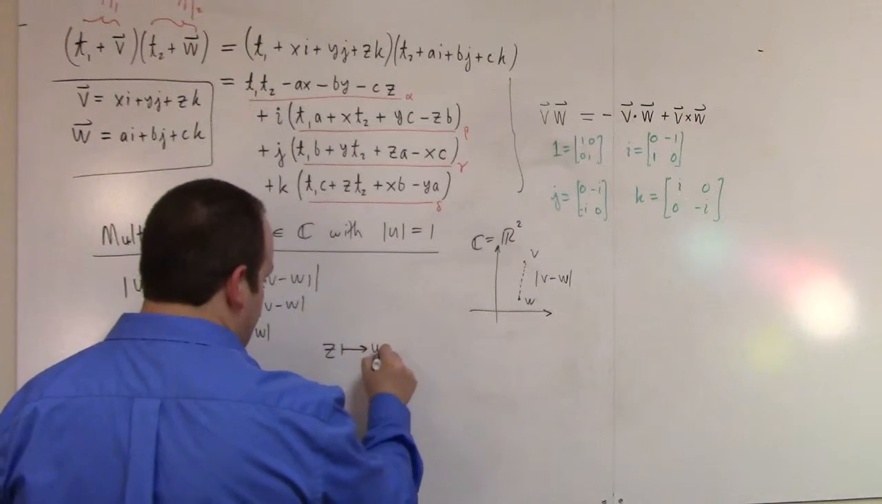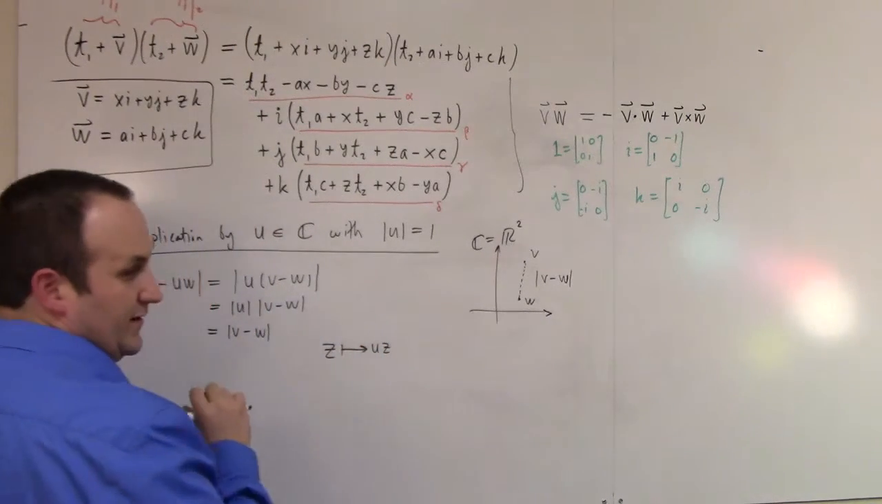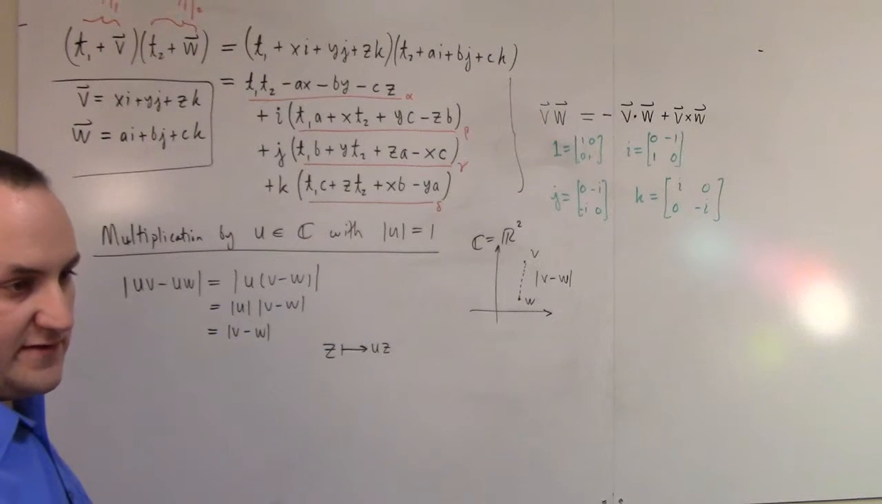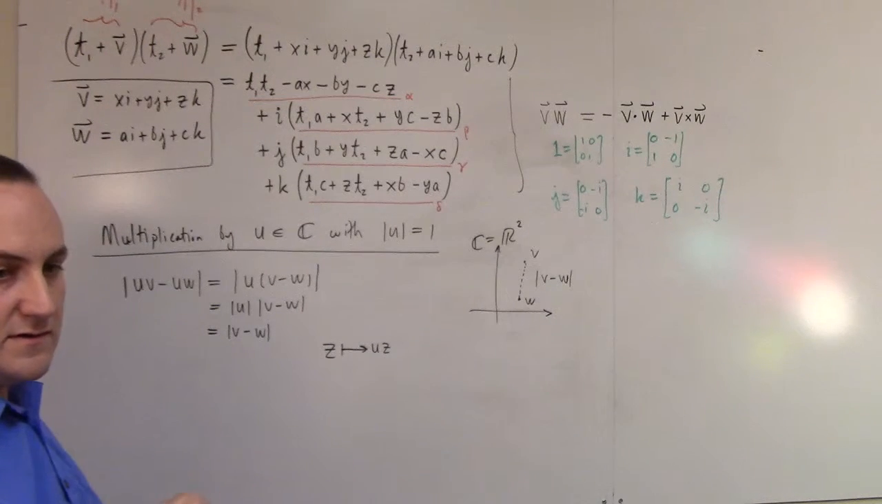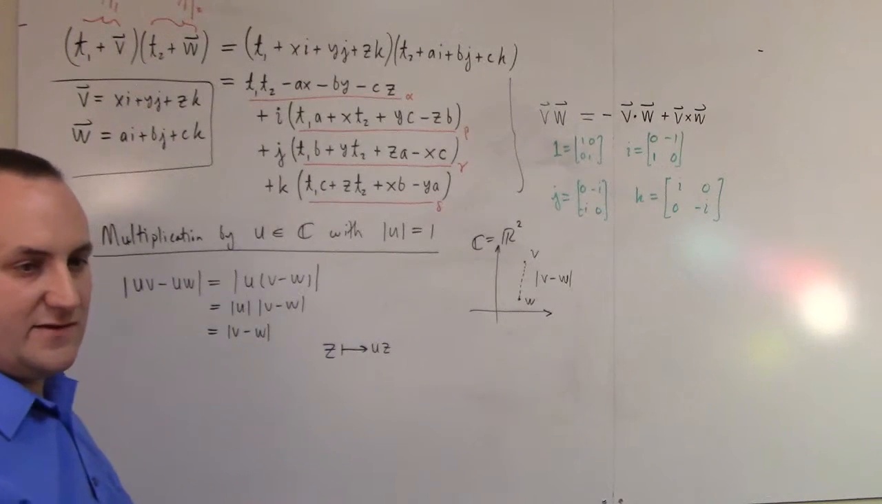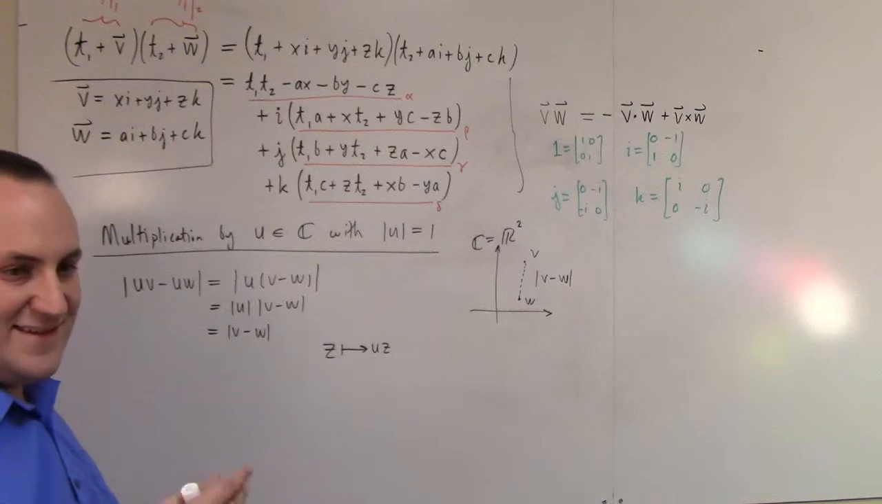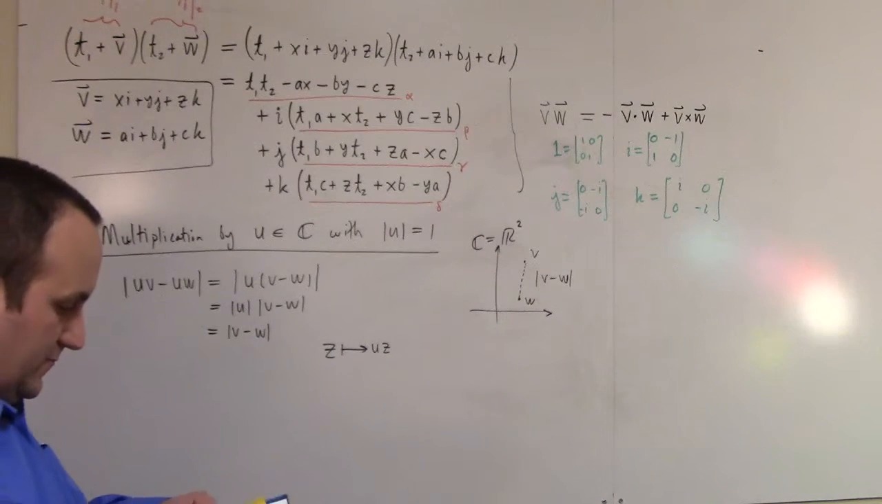z maps to uz, right? The only point which maps to itself is the origin itself. Every other point is moved, unless, of course, u is identically 1, in which case every point is fixed.